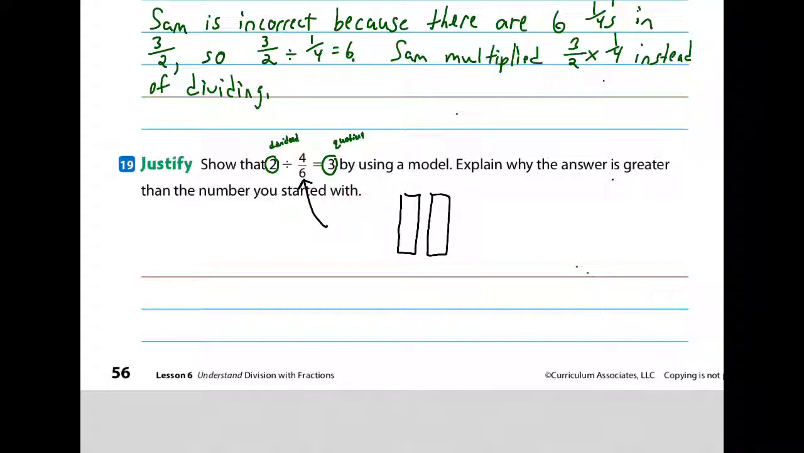All right, so anyway, choose one of those models to explain why the answer is 3, and then I want you to explain why the answer is greater than the number you started with. So pause it, get started, go.